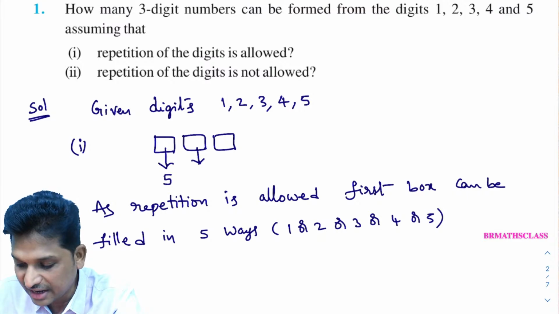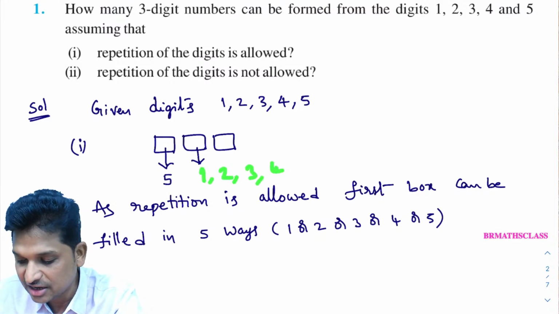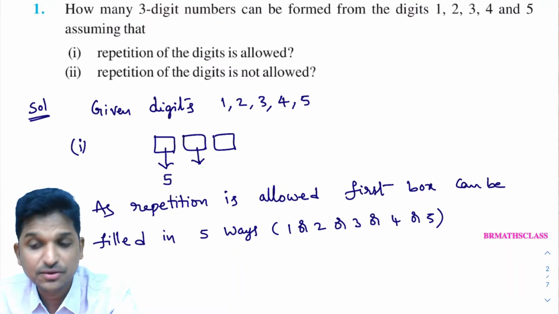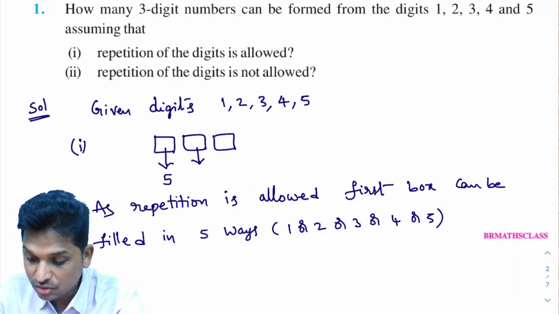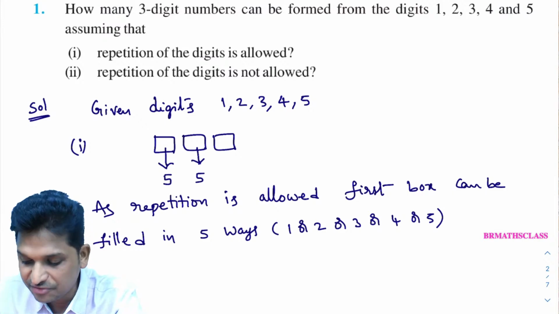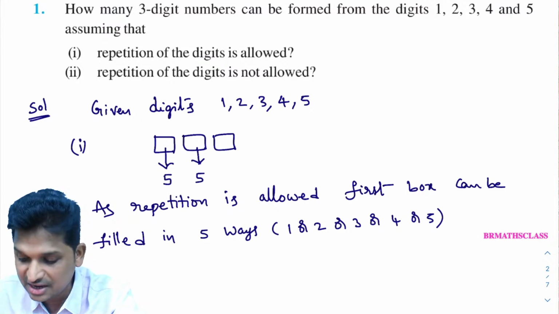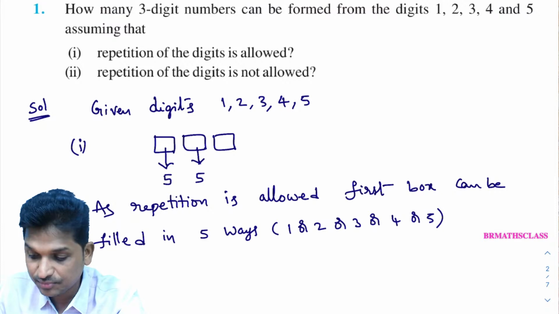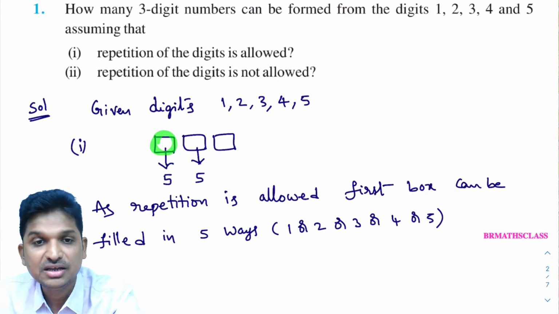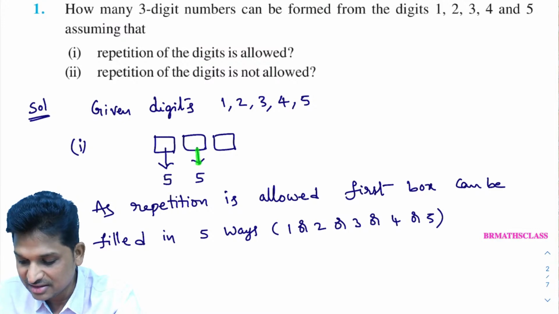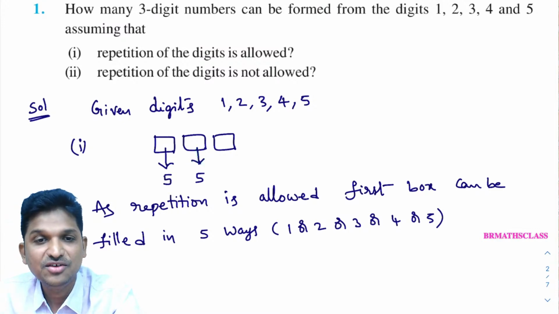In the second box, I can write 1, 2, 3, 4 or 5. Repetition of digits is allowed. So the second box can be filled in 5 ways because repetition of digits is allowed. Whatever number you wrote here, the same number I can write here also. I hope you are understanding. So here repetition of digits is allowed. That's why this second box can be filled in 5 ways.